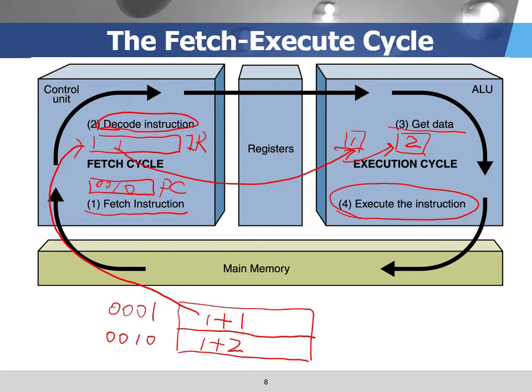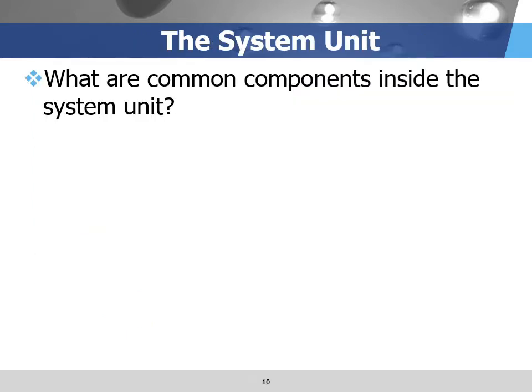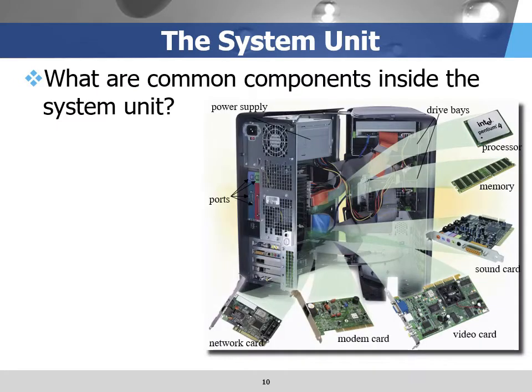So it will execute 1 plus 2, and then it will try to fetch the next instruction. So this is the fetch execute cycle. With this cycle, the CPU will try to execute all the instructions in the program until the end of the program. And here shows you what kind of components are inside the system unit.